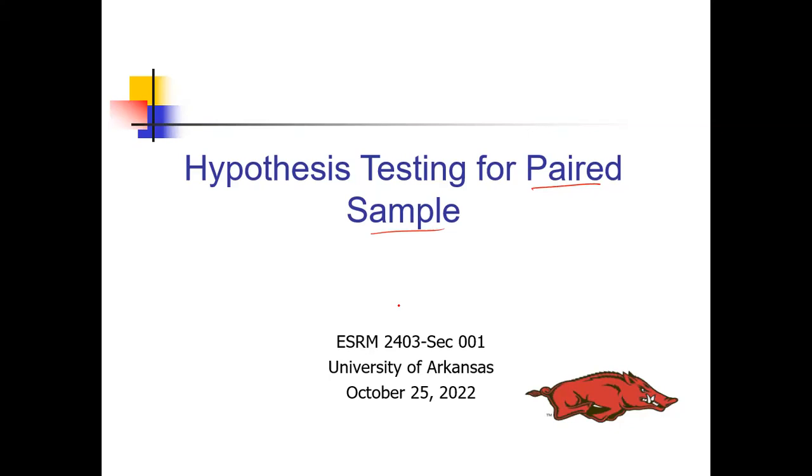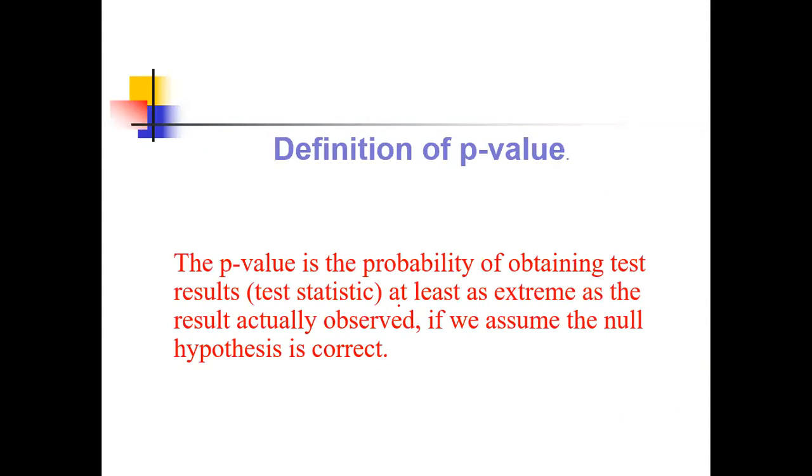Okay, but before then, very quickly, the definition of p-value, right? P-value is the probability of obtaining a test result or a test statistic that is as extreme or as far as the one we actually obtained, if we assume the null hypothesis is true. Very quickly, let's illustrate this. So if I have a simple distribution this way, if the null hypothesis is true, then that null is right in the middle over here.